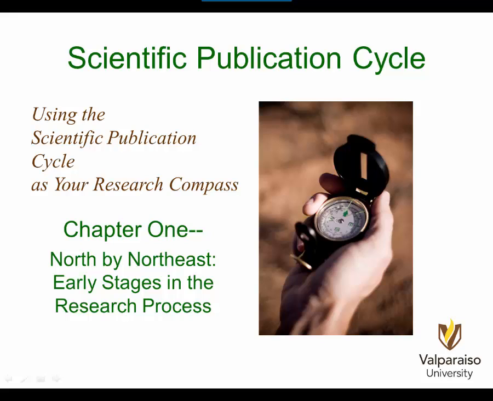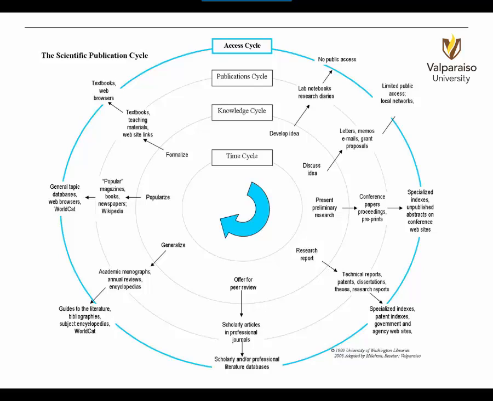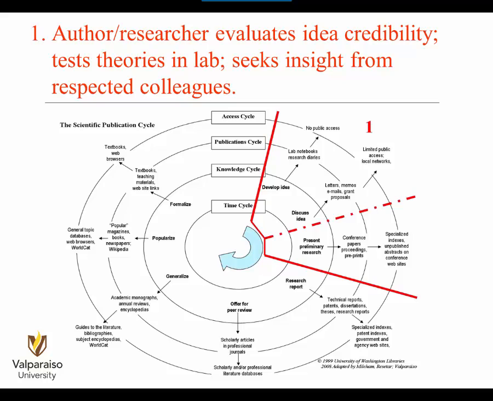Welcome to Chapter 1, North by Northeast, the Early Stages of the Research Process. We are going to cut the wheel into 4 quadrants to help you distinguish what is happening at each stage of the cycle. If you want to take notes on this video and the next one, I suggest making another printout of this diagram. That way you can keep the previous diagram where you marked the primary and secondary halves clean for your eventual compass that you will use to guide your research.